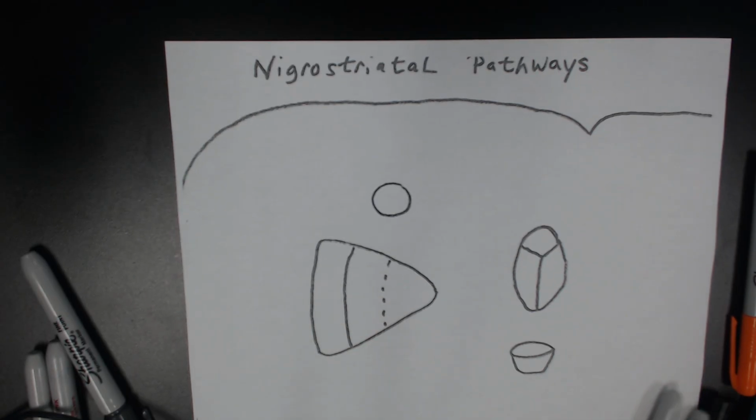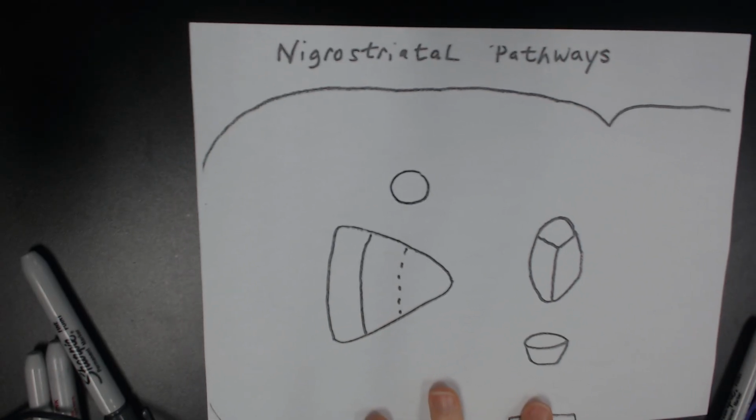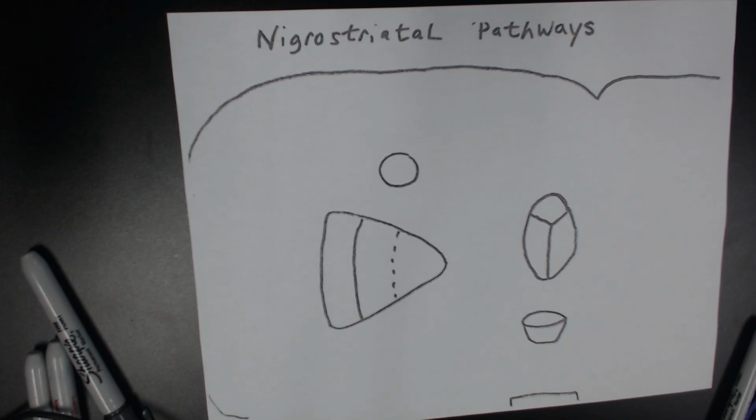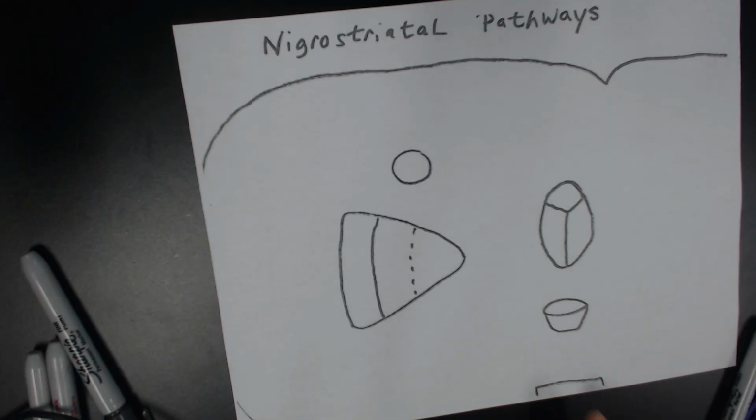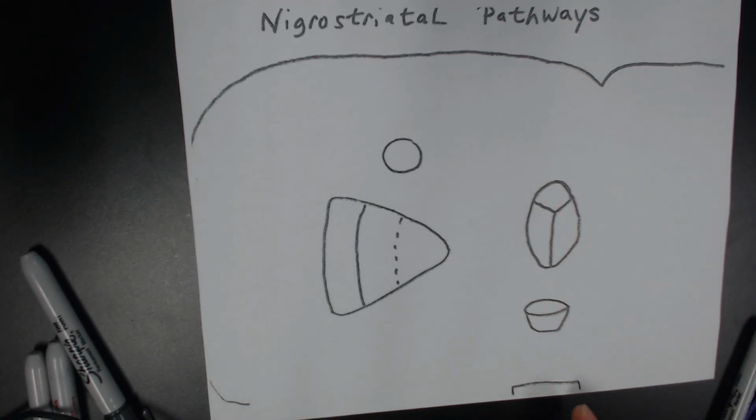Now we're getting into the first, nigrostriatal pathways. What I've done here is I've taken the picture we drew earlier and cut it in half, so now you're just looking at half of that. Here's my longitudinal fissure right here, so I'm just looking at this half of the cortical region.